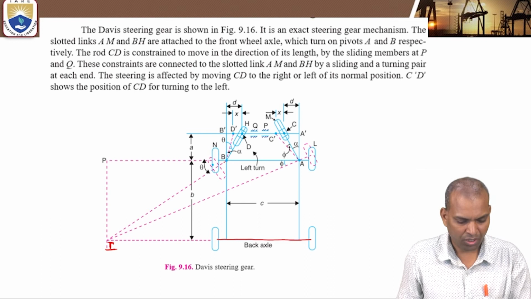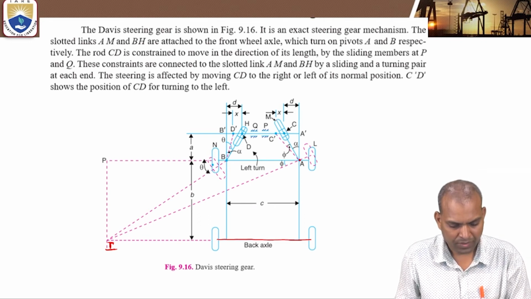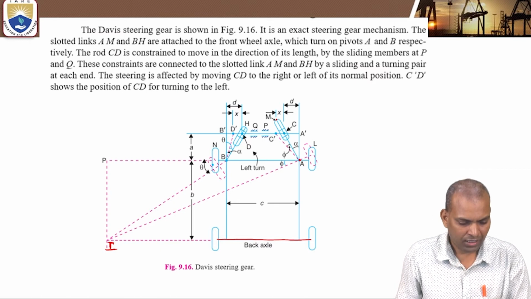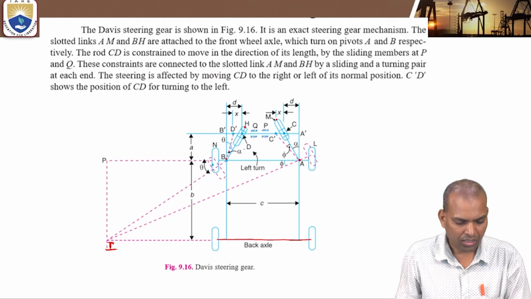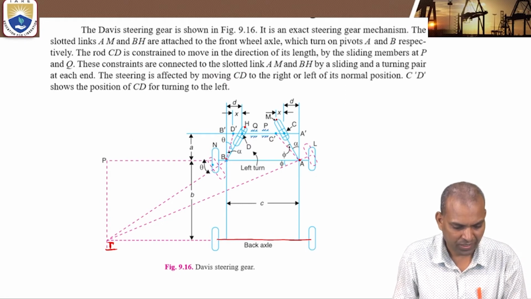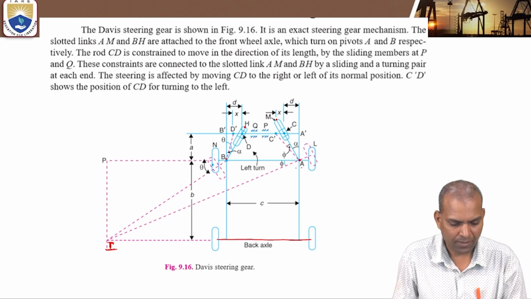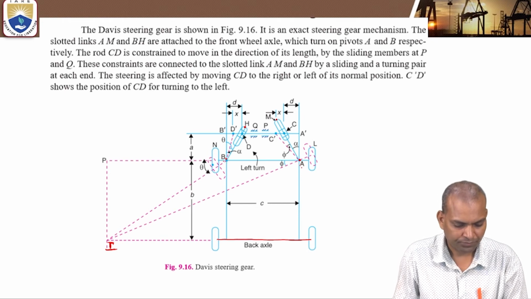There are two types of slotted links here. One is AM, and another one is BH. These two are attached to the front wheel axle, which turn on pivot points A and B.